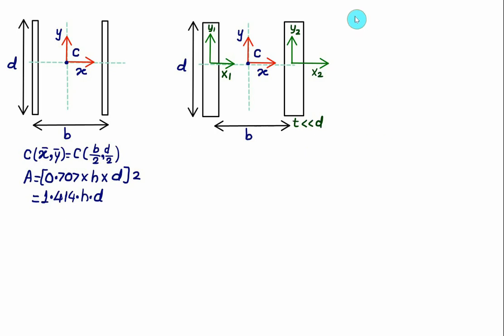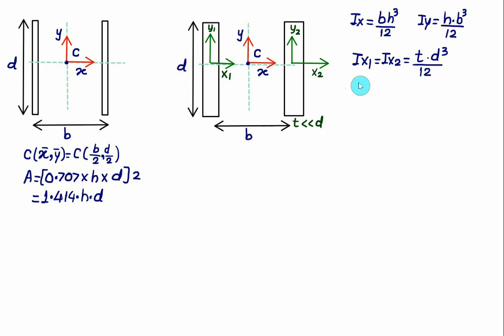The moment of inertia about the centroidal axis Ix is given as b into h cube, that is the breadth multiplied by height cube divided by 12. And the moment of inertia of a rectangle about the y-axis is given as h into b cube divided by 12. So Ix1 and Ix2 have identical values. Ix1 is equal to Ix2, equal to b, the breadth, which is t, into height d, that is t d cube divided by 12.